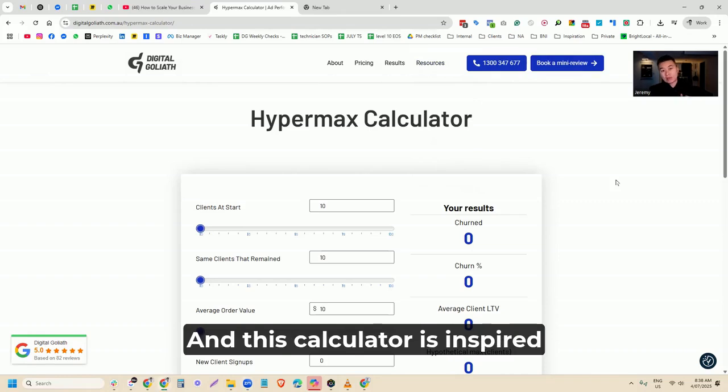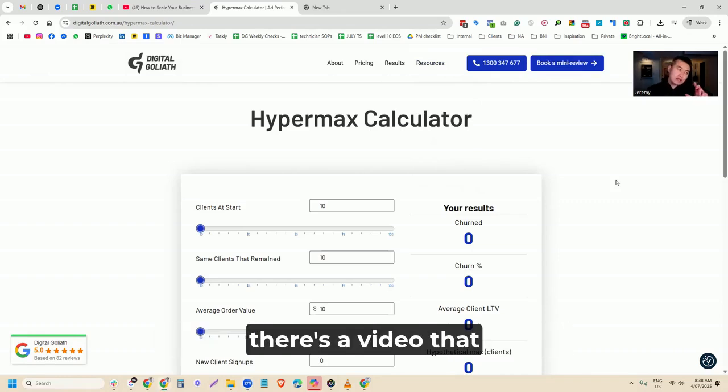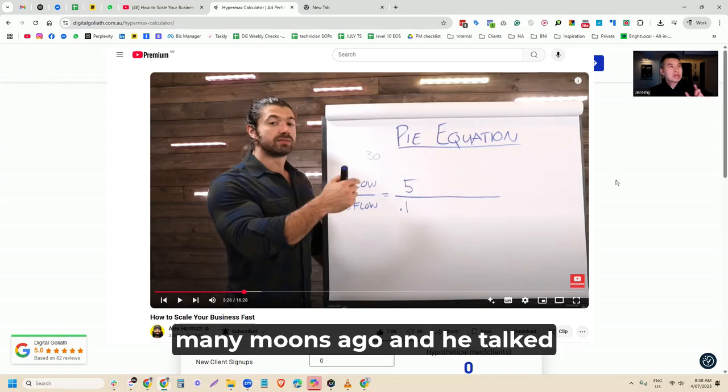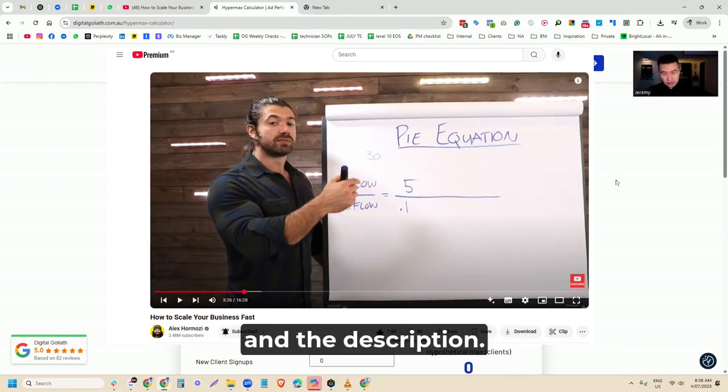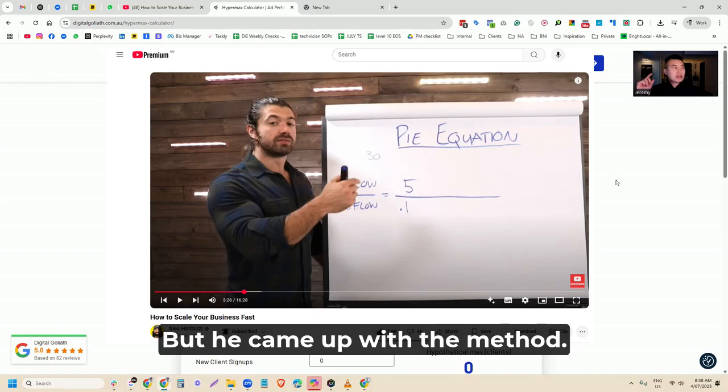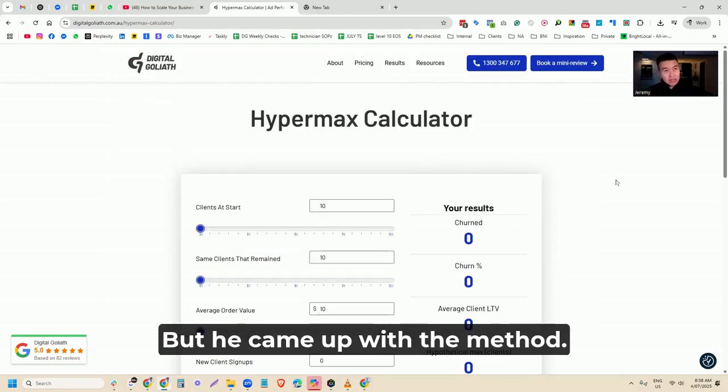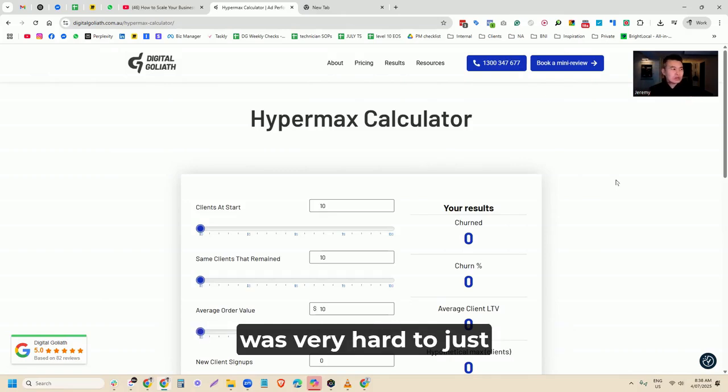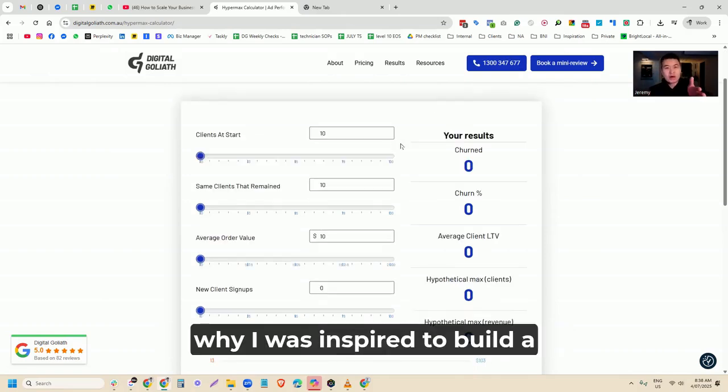And this calculator is inspired by the Hormozi method. There's a video that he did many moons ago, and he talked about this particular formula. But he drew it on the wall. I'll put the video and the link and everything on the screen and in the description. He came up with the method, and it was very intriguing. But he did it on a whiteboard, and it was very hard to just play around. This is why I was inspired to build a calculator shortly after that.